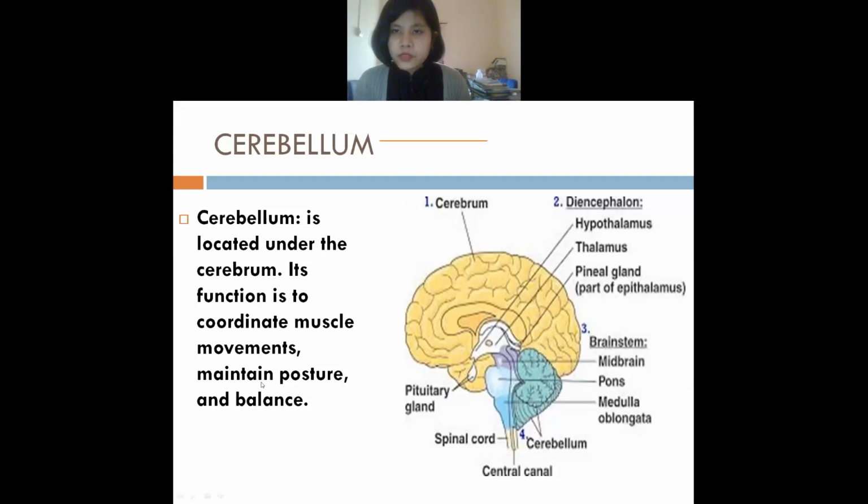Next is maintaining posture. The cerebellum helps in maintaining your body posture also. Next is balance. You are able to balance yourself because of this cerebellum.